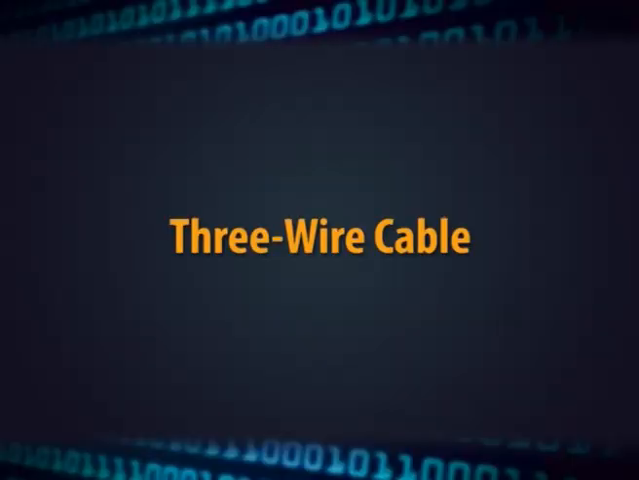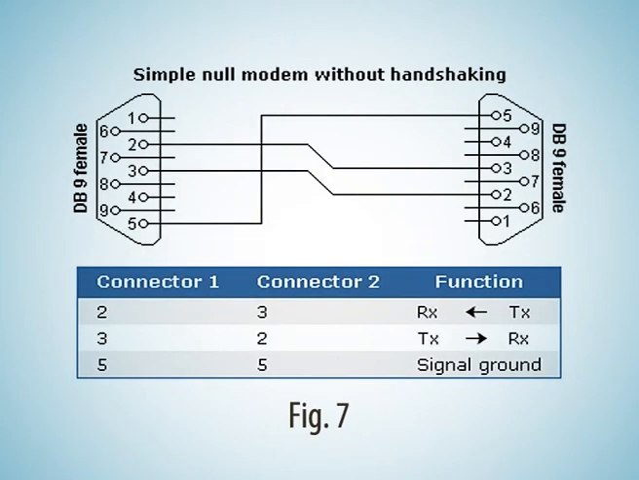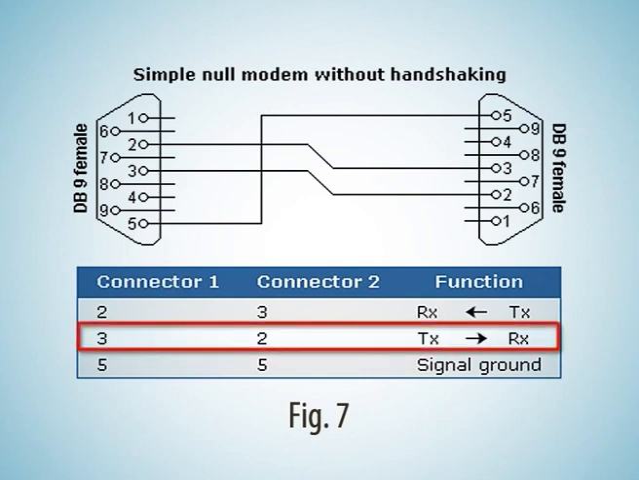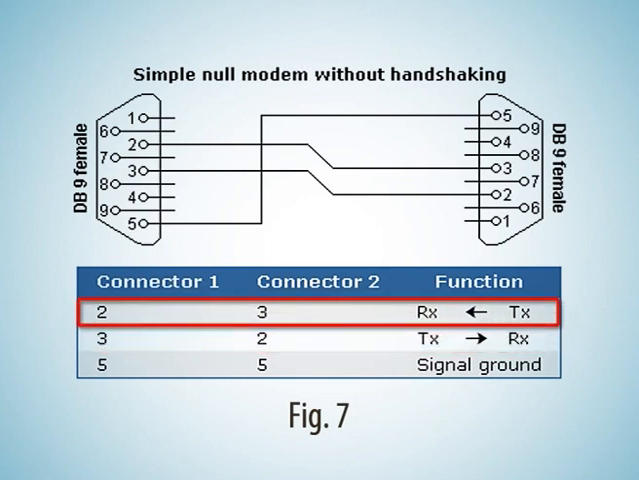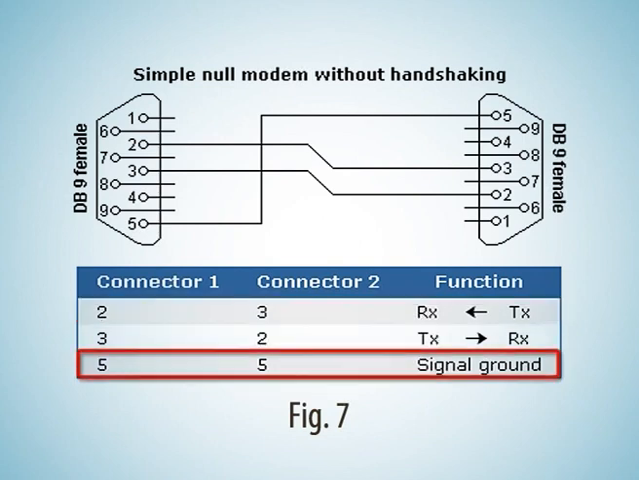1. 3-wire cable. Figure 7 shows basic 3-wire connection. TXD of the computer pin 3 is connected to RXD of the device pin 2. RXD of the computer pin 2 is connected to TXD of device pin 3, and ground pins, pin 5 of both, are connected together. This gives us basic serial data transmission without any handshake.